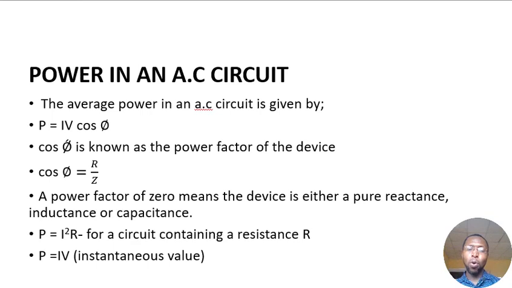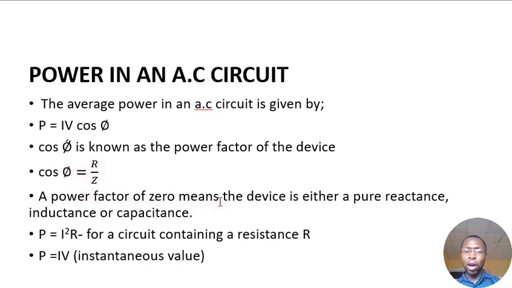Now, there's also what we call power, the electrical power in an AC circuit. The average power, which we sometimes call the root mean square power, is equal to IV cos φ. Where cos φ is the power factor of the device. Of course, the I is the current, the V is the voltage, P is the average power. By formula, power factor, which is cos φ, equals R over Z.